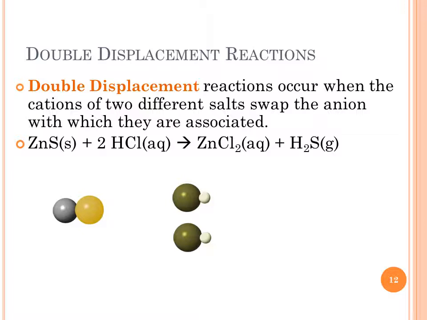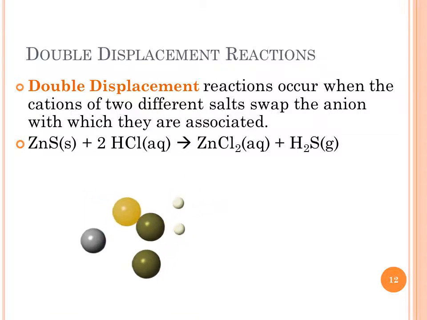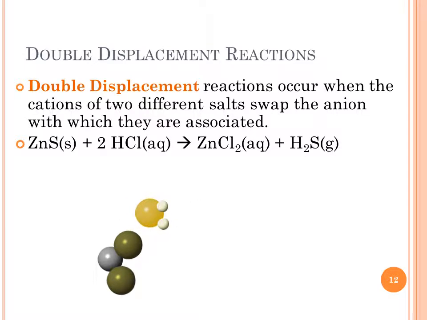So in this case, the yellow is the sulfur, and when you get them together, you get the zinc with the chloride. Again, those will be ions in solution. The hydrogen sulfide will be a gas, which will be evolved from the reaction solution.